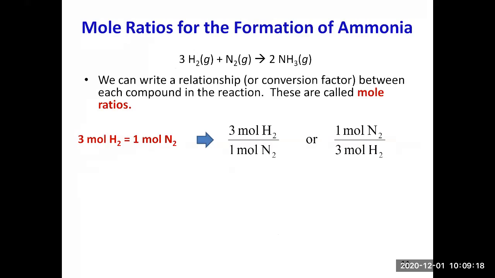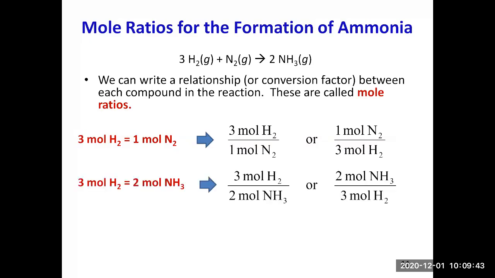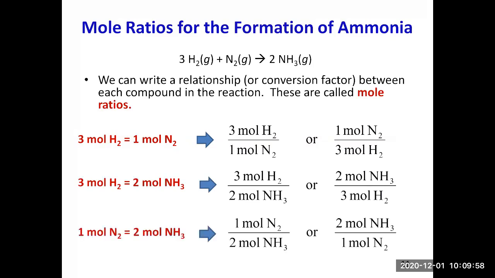And so because mathematically we can write this as an equality, then we can write conversion factors, 2 conversion factors per equality. And so the 3 moles of H2 equals 1 mole of N2 can be written in ratios as 3 moles of H2 over 1 mole of N2, or 1 mole of N2 over 3 moles of H2. Same with the equality between the moles of hydrogen and the moles of ammonia. There are 3 moles of hydrogen needed to make 2 moles of ammonia. And so you can write 2 conversion factors from this. And same with the relationship between nitrogen and ammonia. 1 mole of nitrogen will allow you to make 2 moles of ammonia. And so you can write 2 conversion factors from this.